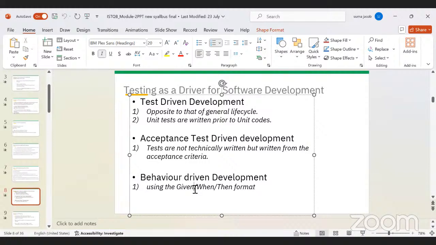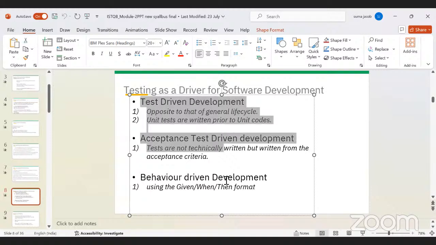So there are some tools which actually support BDD as well. So these are a few approaches which are being widely used now, where testing is acting as a driver for the whole software development process.